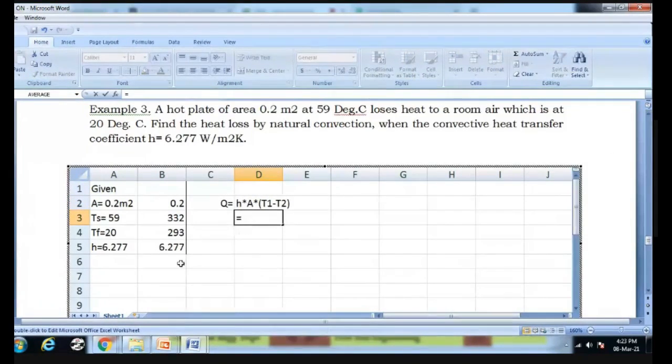I will not take much time now, from here onwards. This is A, the area is 0.2, and then into the difference of these two, T1 minus T2. Simply you take this. Is it 48? How is it coming? 48? Is it correct?